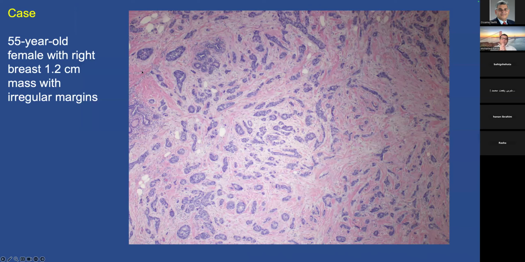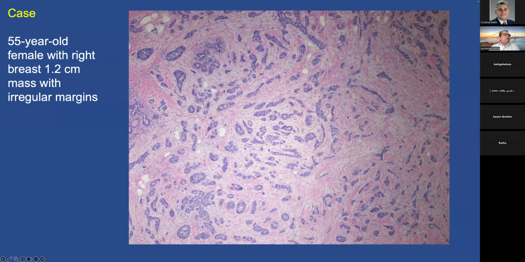So my presentation will be case-based, to get more engagement. This is a 55-year-old female. She has a right breast mass, 1.2 centimeter with irregular margin. And as you see here, these irregular nests or tubular tumor with desmoplastic stroma don't respect any lobulocentricity.